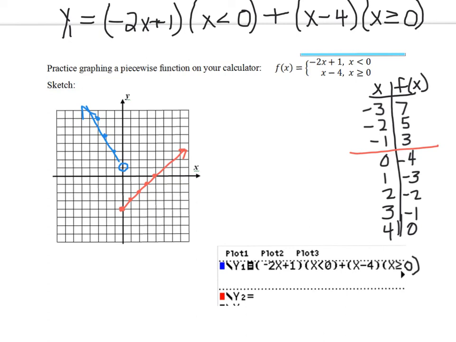You can also take a look at what the graph looks like on your graphing calculator. We'll be practicing some more with piecewise functions when we get to class. If you have any questions, make sure you come in to see me so that I can work individually with you on your calculator.